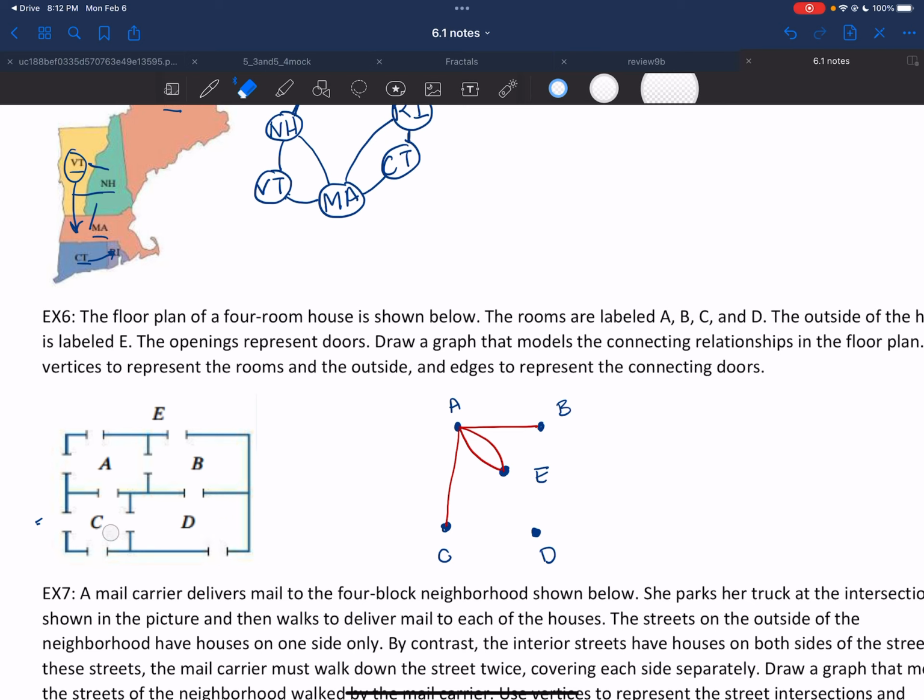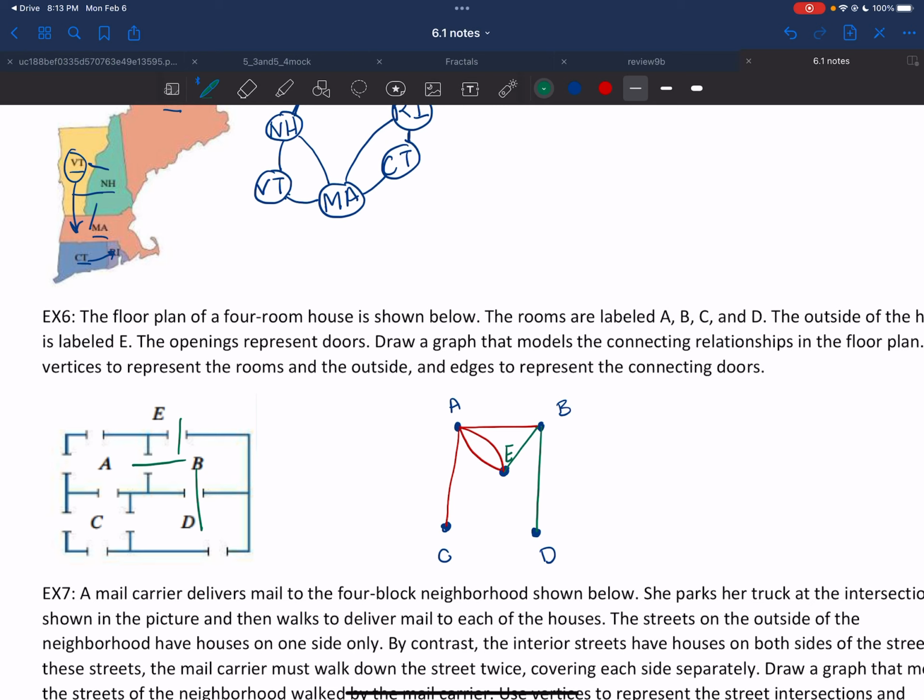All right. Now let's look at B. Okay. B is connected to A. We already have that. It's also connected to D. So I'm going to actually erase this E and put it closer. All right. So we've got B and D connected. And then I have B goes to the outside only one place. So I'm going to connect that one place.